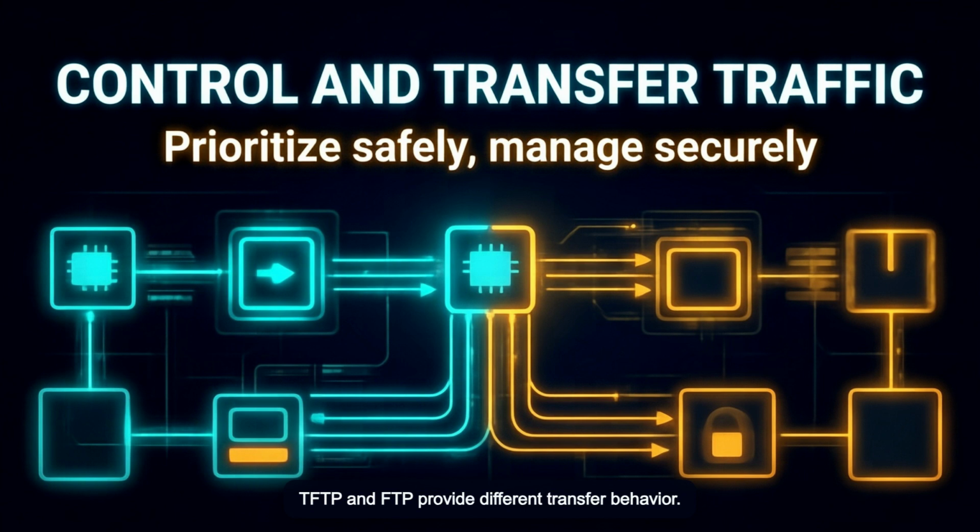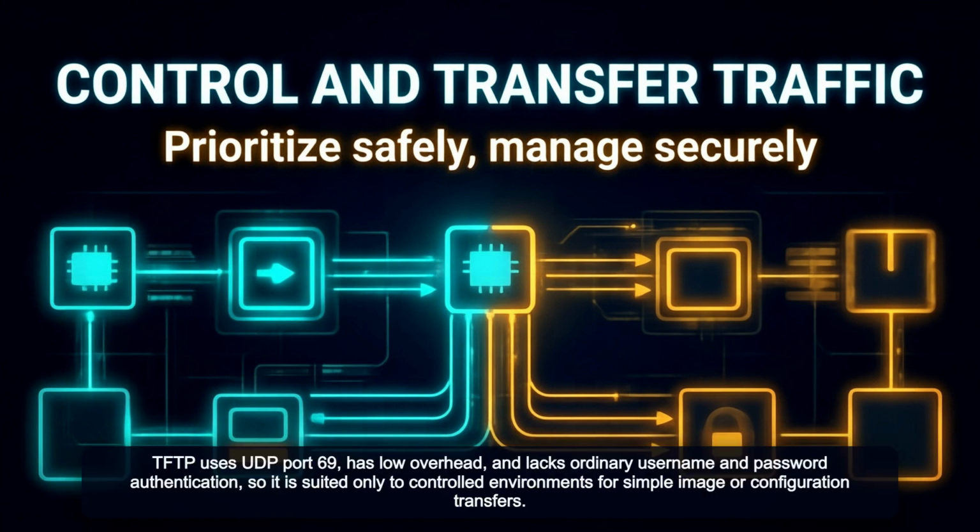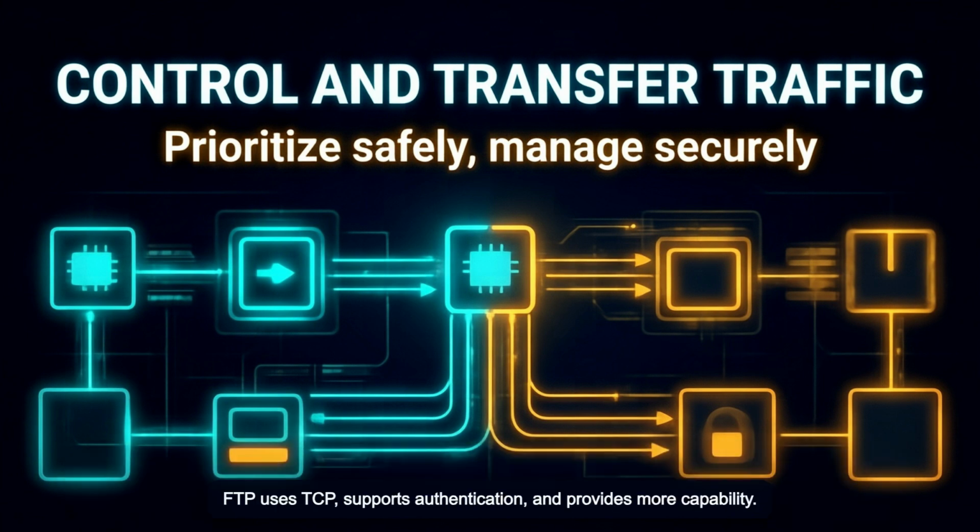TFTP and FTP provide different transfer behavior. TFTP uses UDP port 69, has low overhead, and lacks ordinary username and password authentication, so it is suited only to controlled environments for simple image or configuration transfers. FTP uses TCP, supports authentication, and provides more capability. Traditional FTP uses TCP port 21 for control and a separate data connection.